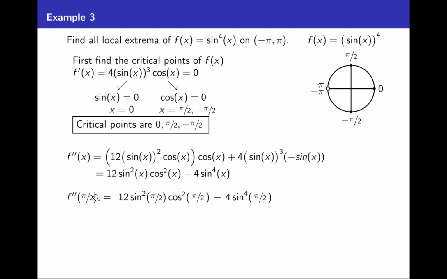Our next step is to start plugging our critical points into the second derivative. Let's start with pi over 2. F double prime of pi over 2 is 12 sine squared pi over 2, cosine squared pi over 2, minus 4 sine to the 4th pi over 2. Now, cosine of pi over 2 is 0, so this whole term drops out. And sine of pi over 2 is 1. Raise it to the power of 4, it's 1 times minus 4. You get minus 4, and that's less than 0. And remember what that means? It means you've got a local maximum according to the second derivative. So at x equals pi over 2, there's a local maximum for f.